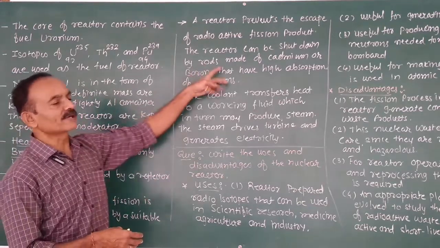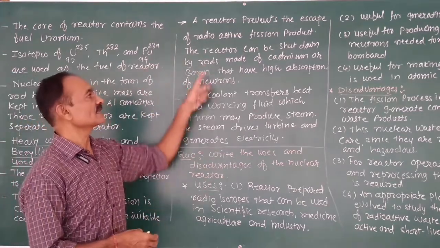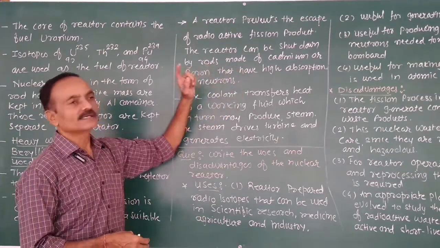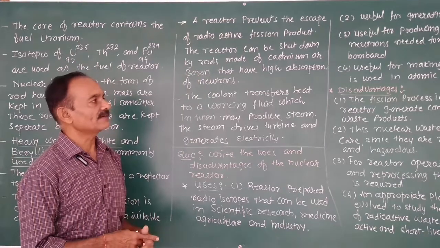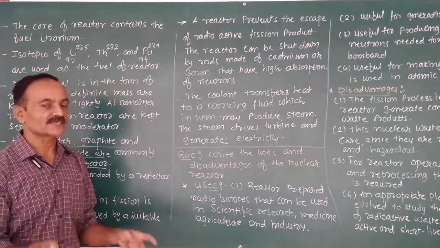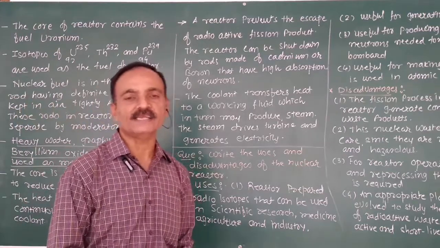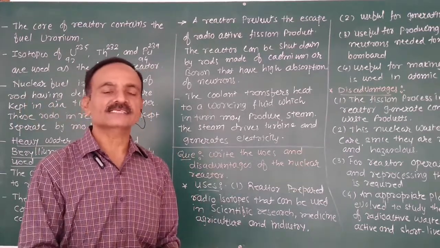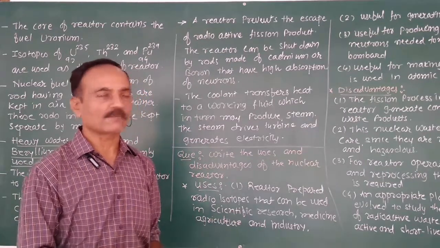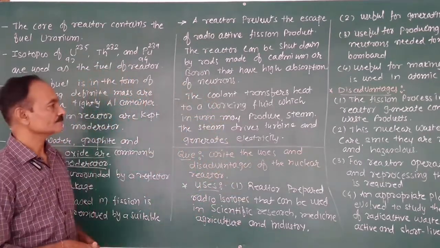Right? To stop the nuclear reaction, the control rods made of cadmium and boron, which have high absorption of neutrons, are used. So we can stop the nuclear chain reaction by inserting these control rods into the core. All the neutrons are absorbed by these rods.